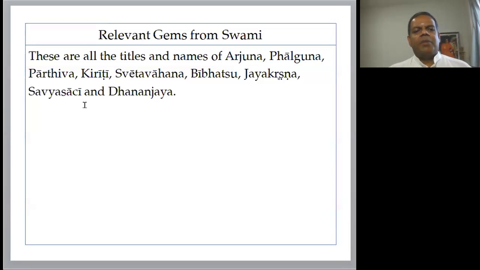The next name is Savyasachi. Savyasachi is one who is ambidextrous. He can do the same things with both his hands. So he is called Savyasachi.